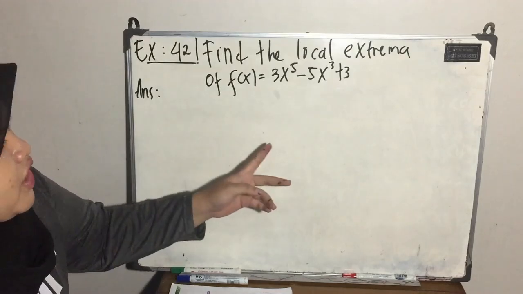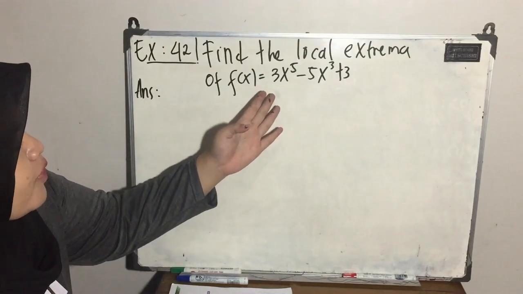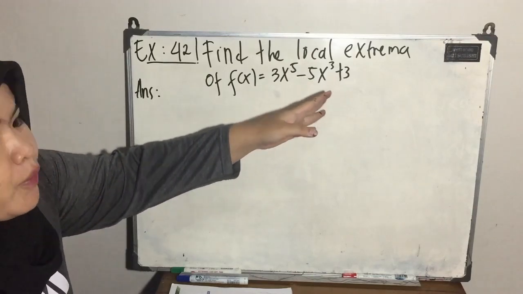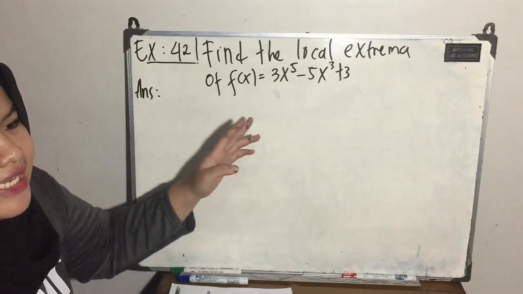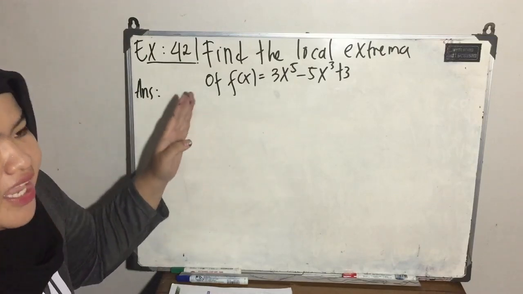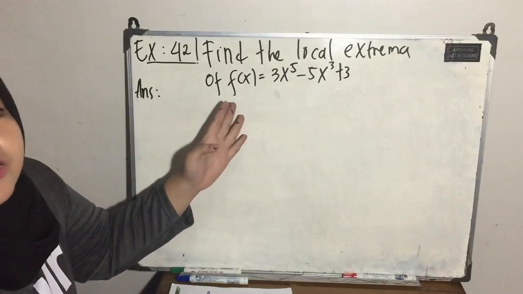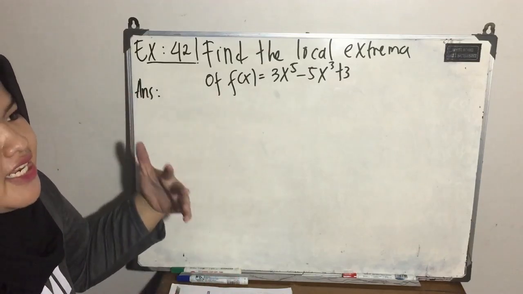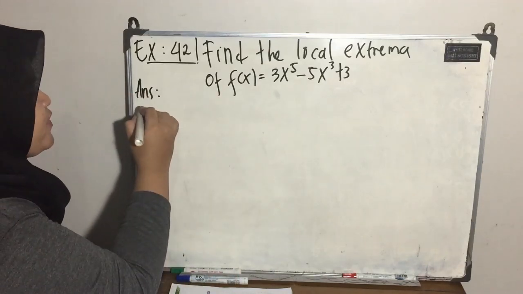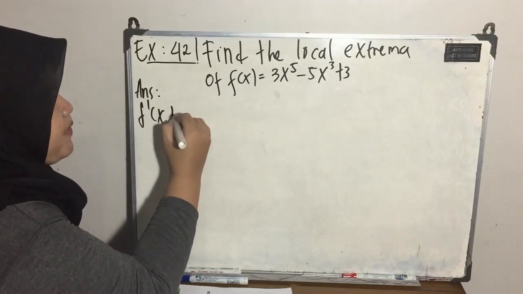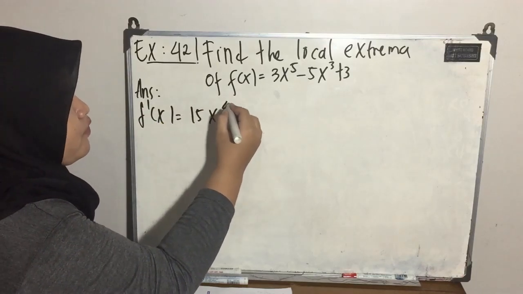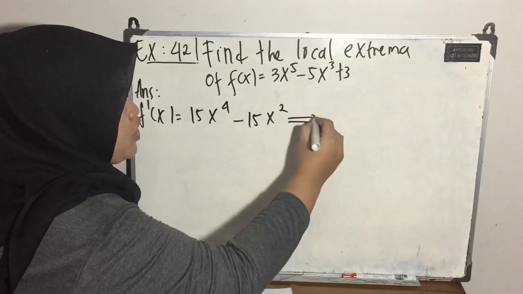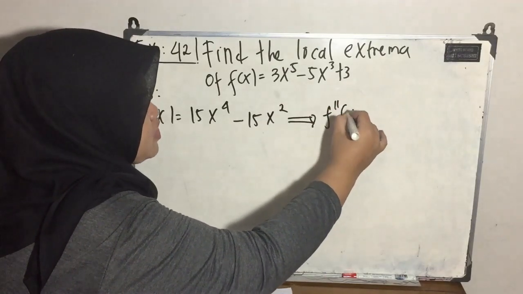Okay, find the local extrema of f(x) equals 3x power 5 minus 5x power 3 plus 3. So we can solve this one using the second derivative if the second derivative exists. So let's prove this, if this function has a second derivative. So we need to find the first derivative. The first derivative is 15x power 4 minus 15x power 2. Okay, now we need to find the second derivative of this function.